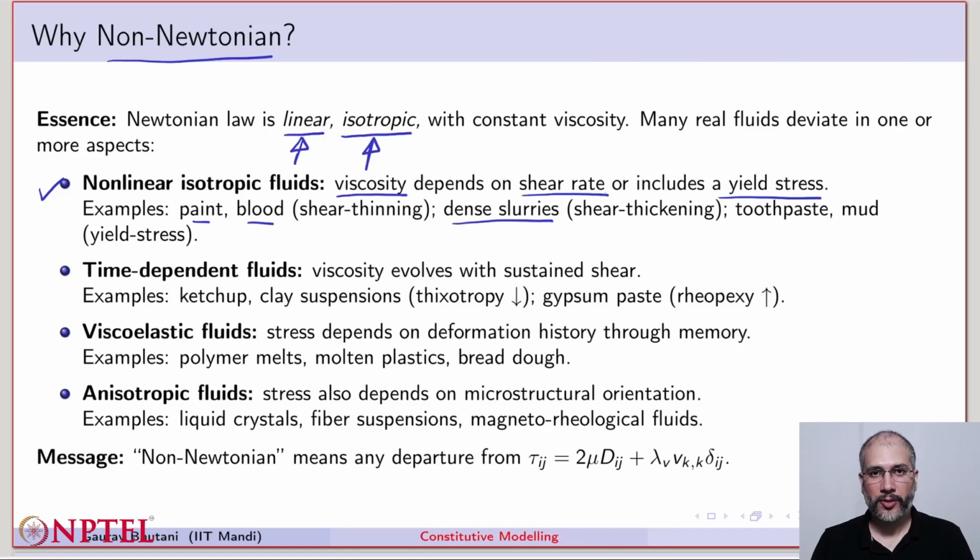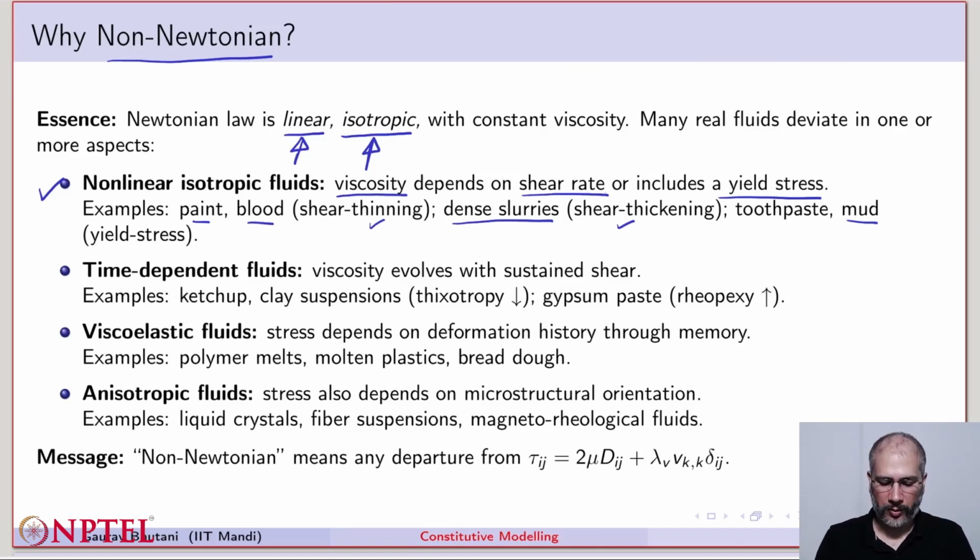Some examples of non-linear isotropic fluids could be paint, blood, or dense slurries, which are typically found in mining operations. So in these materials, we see a shear thinning or shear thickening response, that is, the viscosity tends to change with the rate of strain or the shear. And there are materials such as mud where you have a yield stress. So what that means is that these materials tend to behave like a solid until the shear stress increases beyond a certain yield value, and then they become fluids.